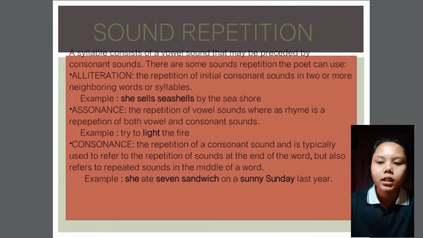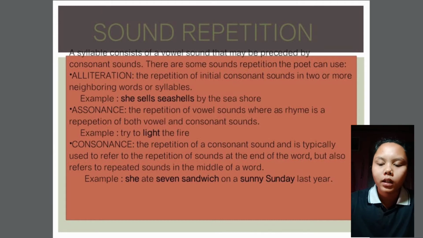The second is assonance. Assonance is the repetition of vowel sound, whereas rhyme is a repetition of both vowel and consonant sound. For example, try to light the fire. The more example, it's hot and it's monotonous. And the last, the crumbling thunder of seas.